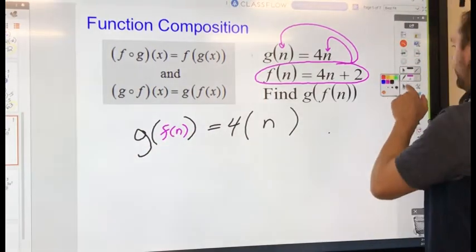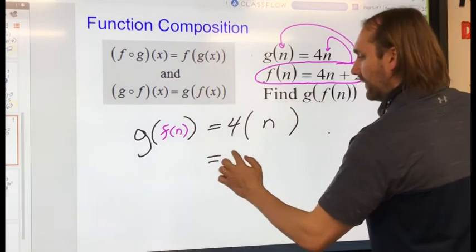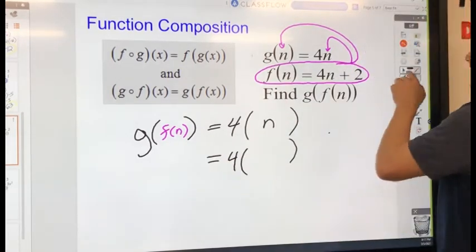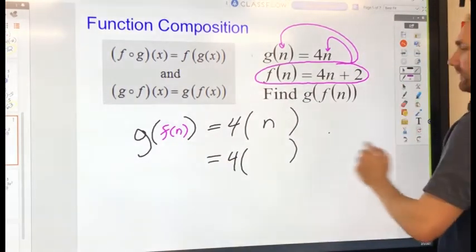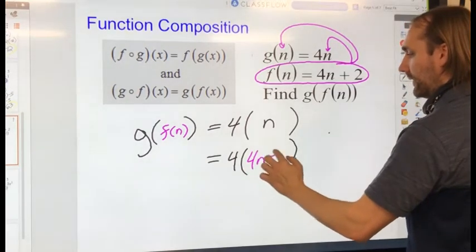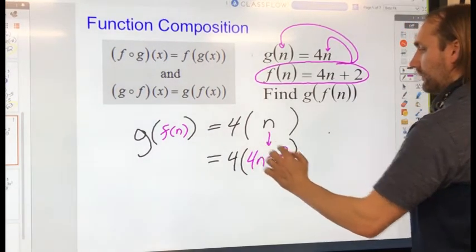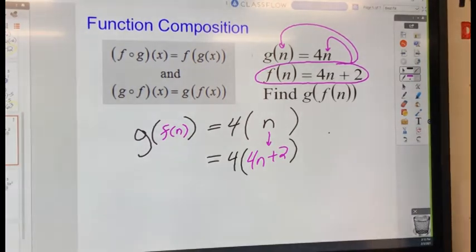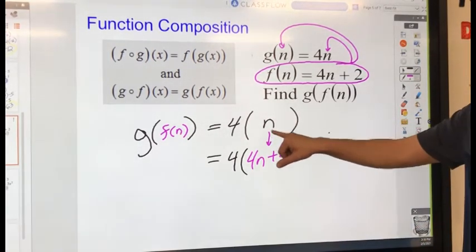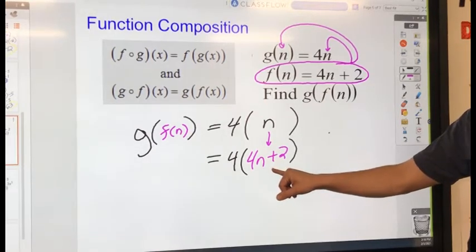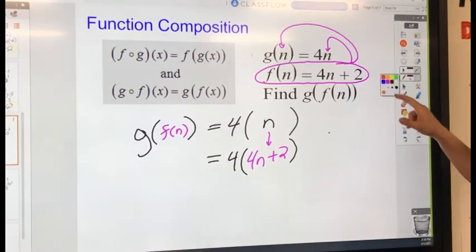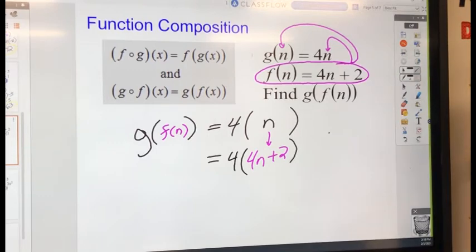So I'm going to replace this n with what? 4n plus 2. Very good. 4n plus 2. See what I did there? Function composition. You're replacing the variable of one function with a completely, entirely different function. Now you just have to simplify.